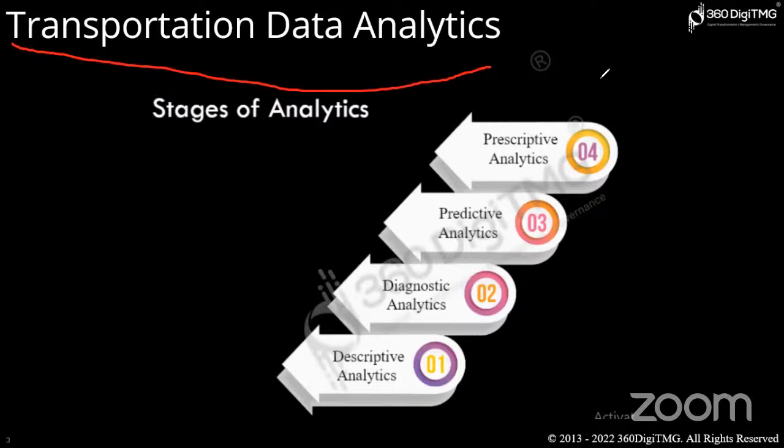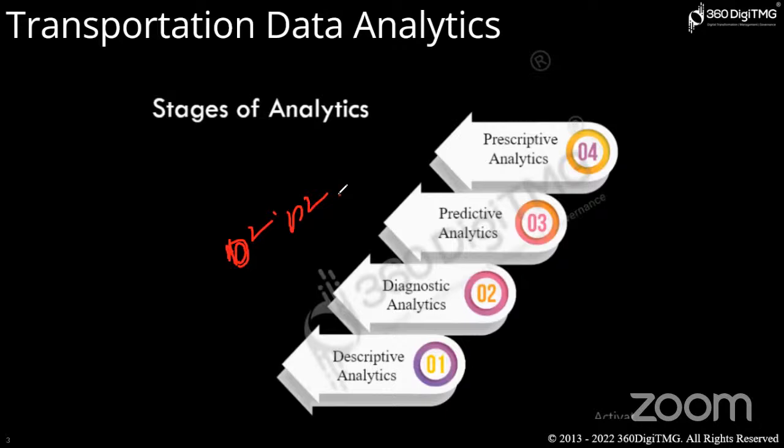So here we'll be having four. First, descriptive analytics, and then we have diagnostic analytics, and predictive and prescriptive. In order to remember the sequence, you can call it D square and P square: descriptive, diagnostic, predictive analytics, and prescriptive analytics. What happens in each stage?